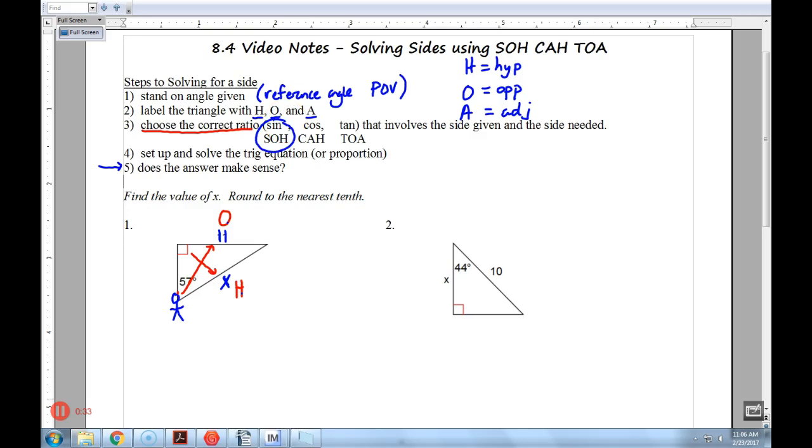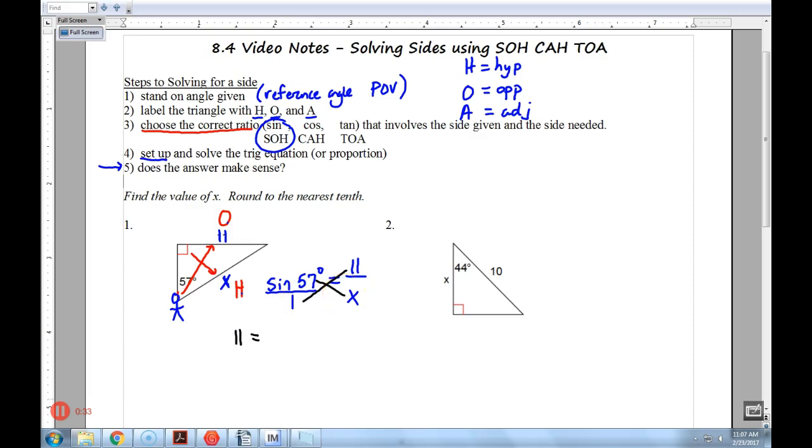So I'm going to set up a proportion. So the sine, when standing at 57 degrees, is always equal to the opposite leg, which is 11, over the hypotenuse, which is x. Now, there's a couple different ways to solve this equation. I'm going to basically solve it like a proportion. So I'm going to put a 1 underneath the sine of 57, and I'm going to cross multiply. So let's cross multiply here. 1 times 11 is 11.